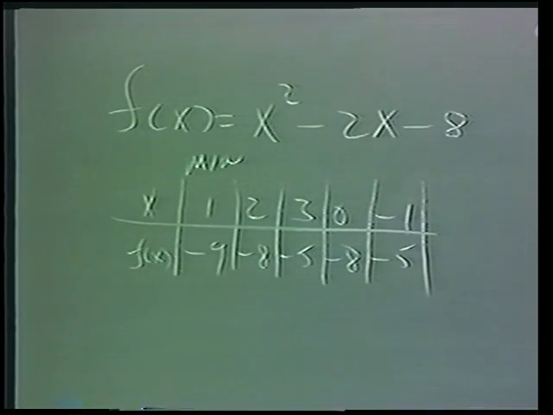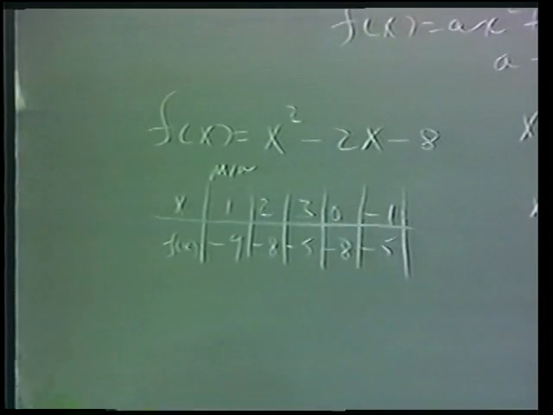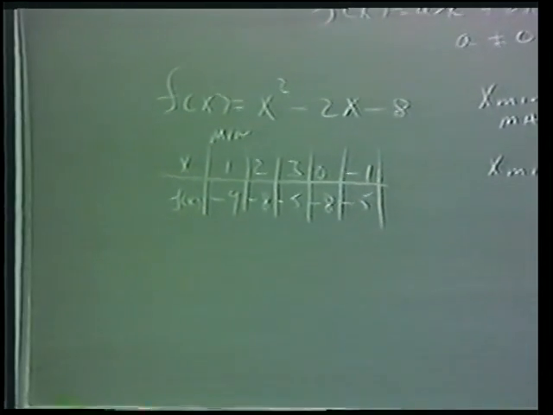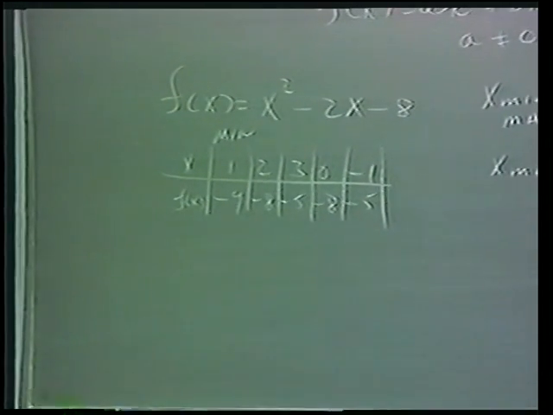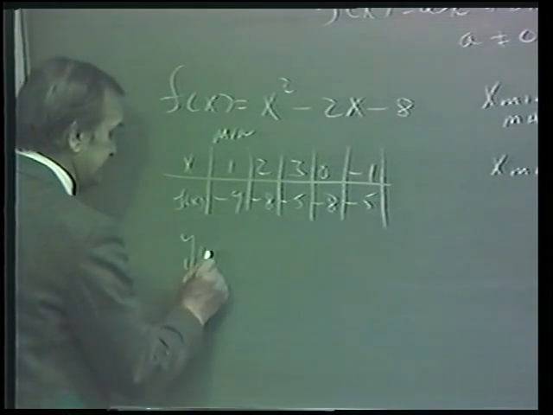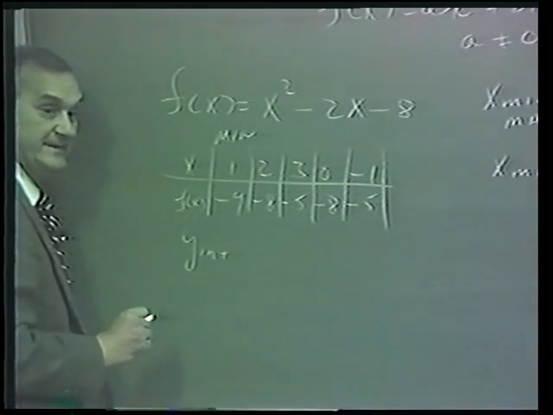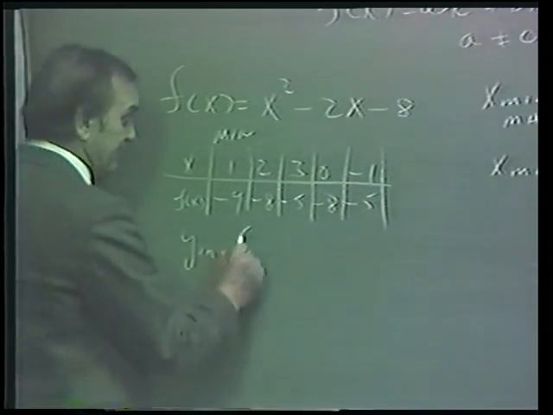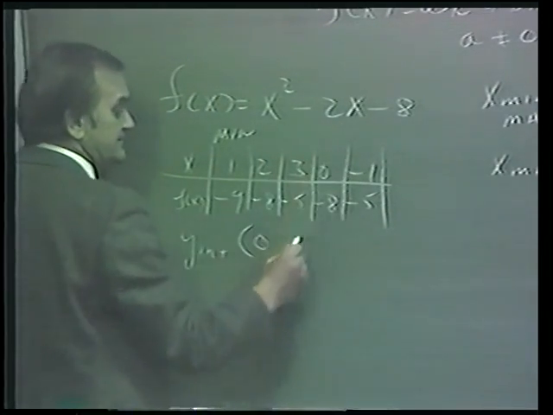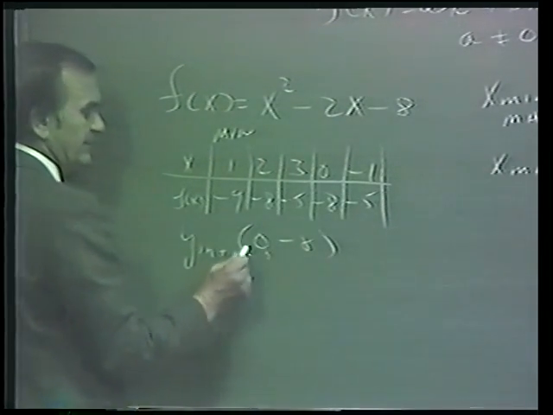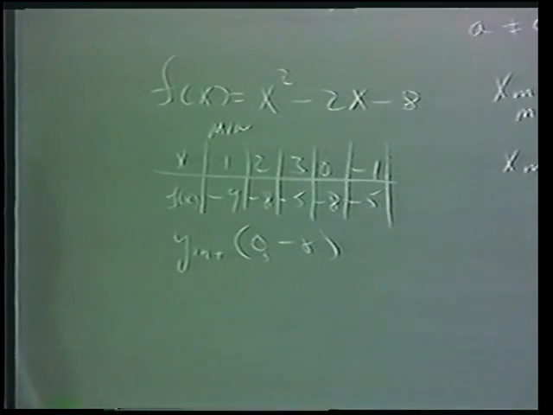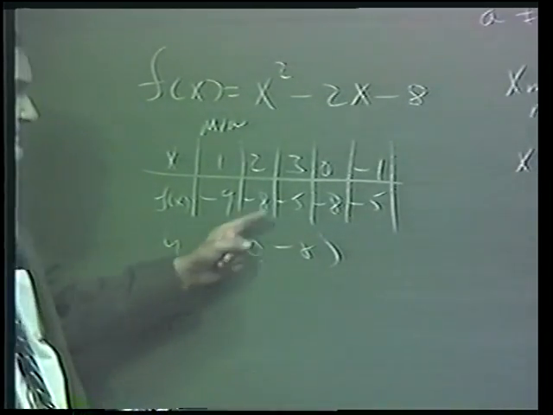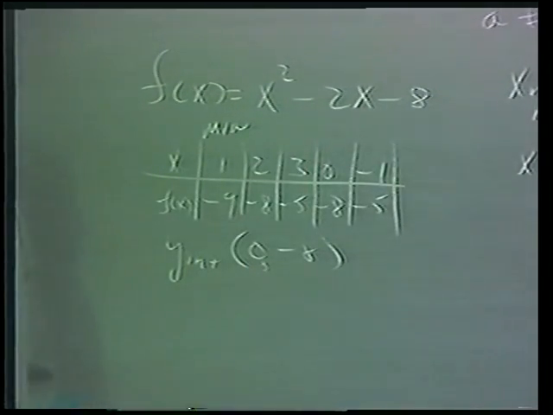There are other points we must find, though, in order to draw a fairly decent sketch. And these are the intercepts, where the curve is going to cross the y-axis. Well, when it crosses the y-axis, x must be 0. So if x is 0, you get 0, negative 8. Remember, the y-intercept is always 0, c. Always.